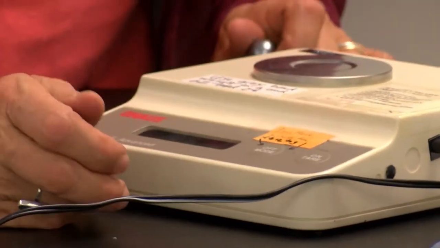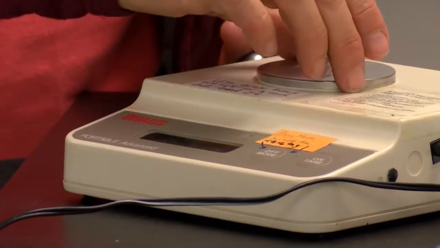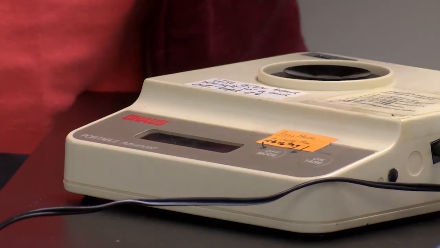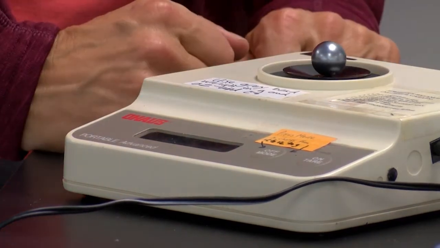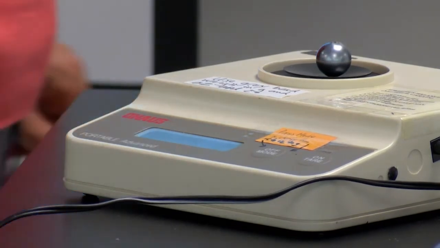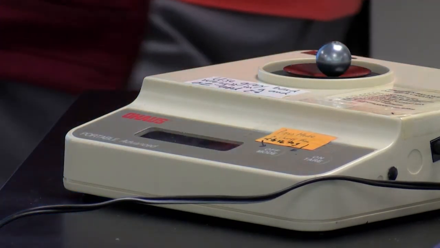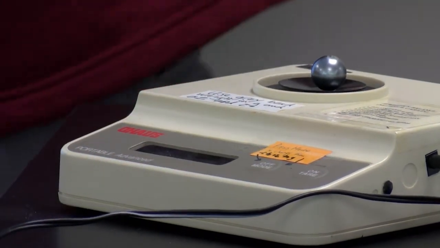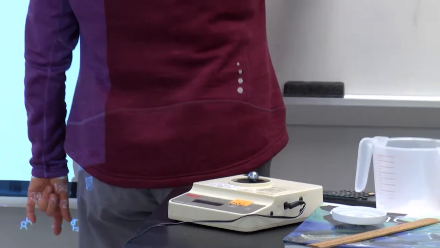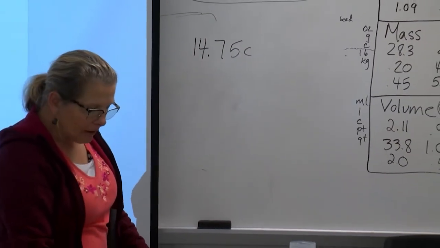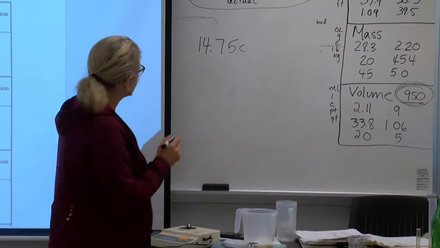I am going to start over and tare it. All right. And I got to take the top off or else it won't weigh anything. So that's why I didn't get a measurement. Right now, it is measuring in the unit of carats, like a 5-carat ring or whatever. That bead weighs 14.75 carats.